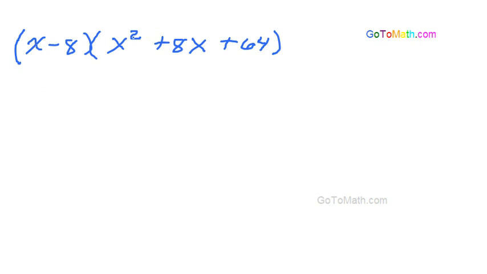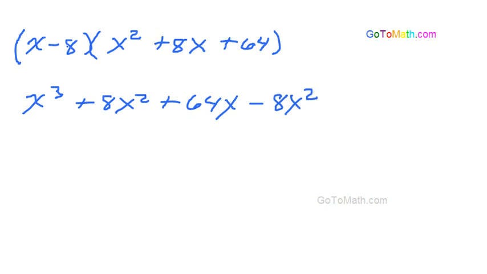We have x times x squared is x cubed. x times 8x is 8x squared. x times 64 is 64x. Now let's go through here. We've got to do the other one. We've got negative 8 times x squared.